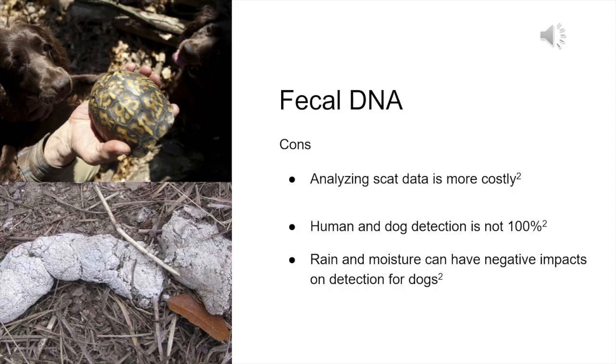Some of the cons for fecal DNA: analyzing scat data is more costly than other methods like camera detection. Human and dog detection is not 100% foolproof, and often there are non-targeted scat collected, and also, as you can see from the picture, a dog found a turtle. Rain and moisture can have negative impacts on detection for dogs, so after it rains it kind of loses its scent and the dogs really aren't able to smell the scat as well.